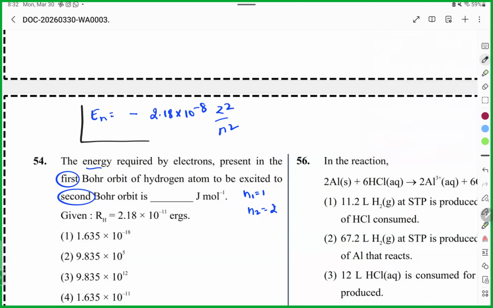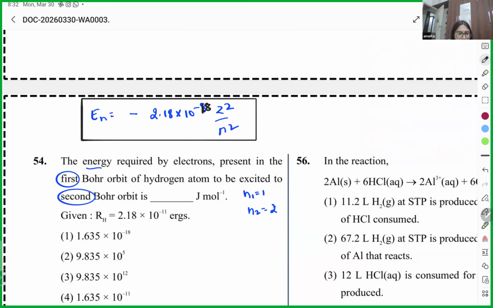Sir, it will be minus 18 or minus 11, sir? Minus 18. Okay, yes, sir. Correct? So I'm getting the first option. First option. Now, you have to check the number of molecules in each mole.